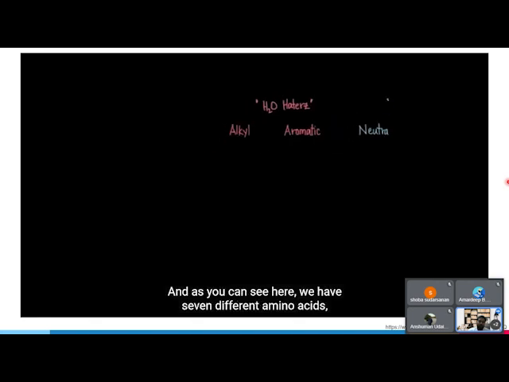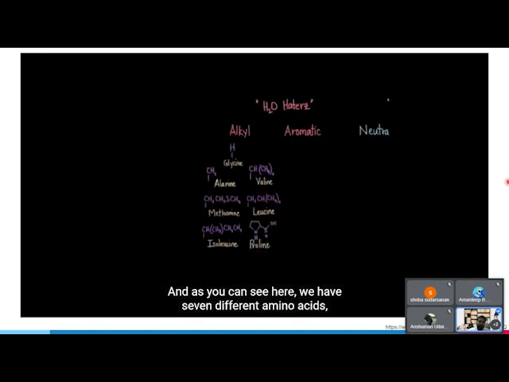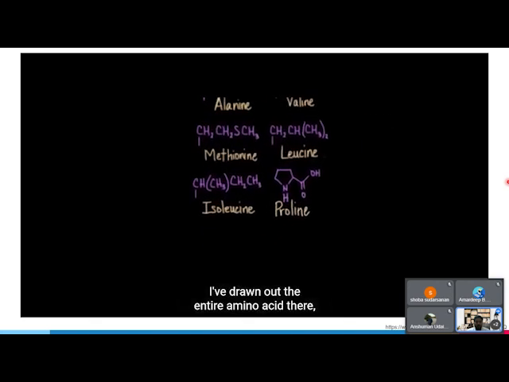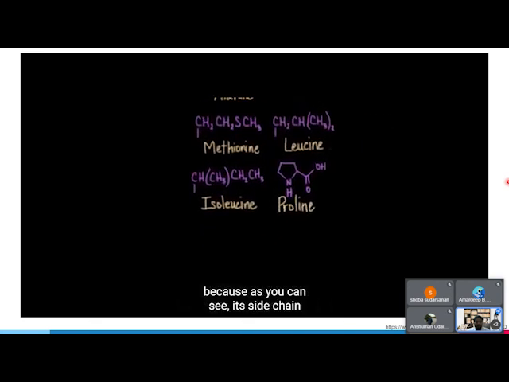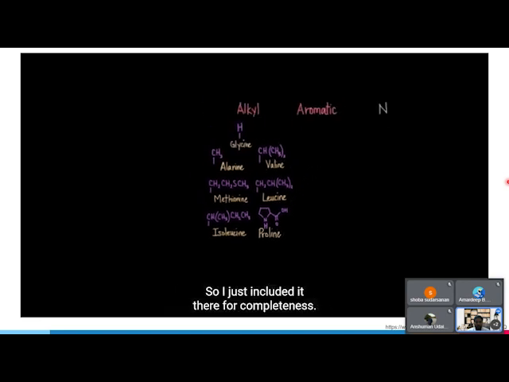chains. As you can see here, we have seven different amino acids, and I've just drawn out the side chain for you. I've left the rest of the molecule out just to fit everything in here. We have glycine, alanine, valine, methionine, leucine, isoleucine, and proline. Proline is the exception. I've drawn out the entire amino acid there because its side chain forms this interesting ring structure with the amino group in the backbone of the molecule. So I just included it there for completeness.